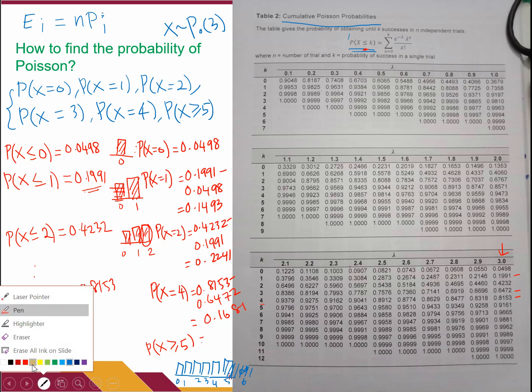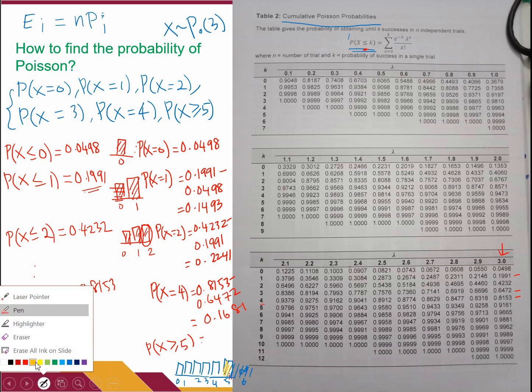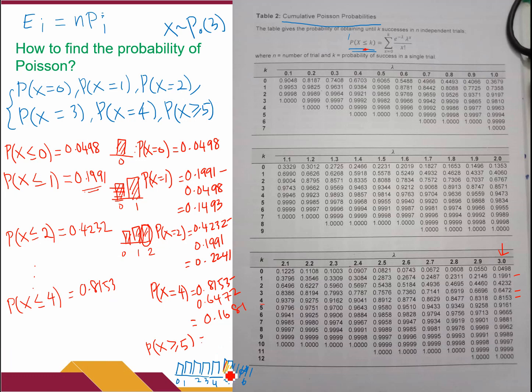Wait, let me draw it. Okay, sorry, I will change into red color. So we want the probability of 5 until infinity. So how to find this probability? That means you have to do 1 minus the probability of P(X ≤ 4).